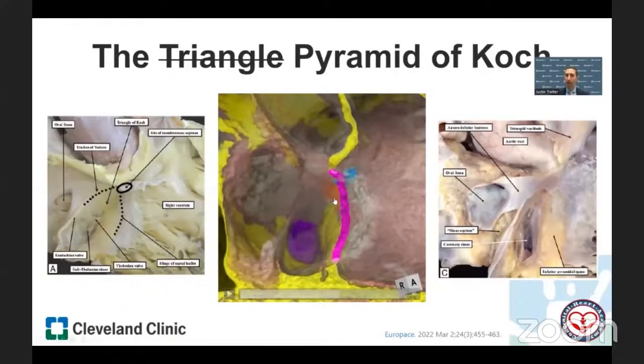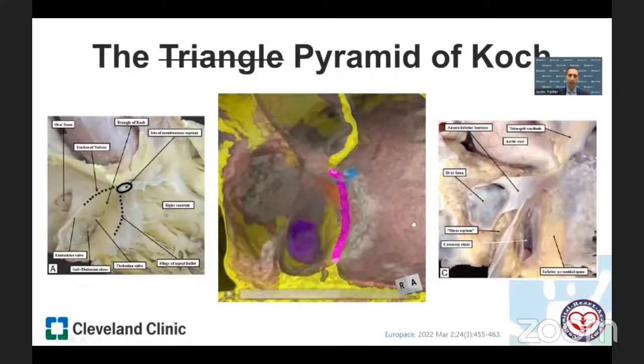The penetrating bundle then penetrates through the roof of the infraseptal recess to gain access into the ventricular mass. And then it'll course under the inferior margin of the membranous septum before giving rise to the bundle branches.